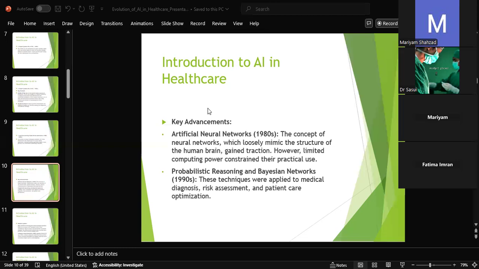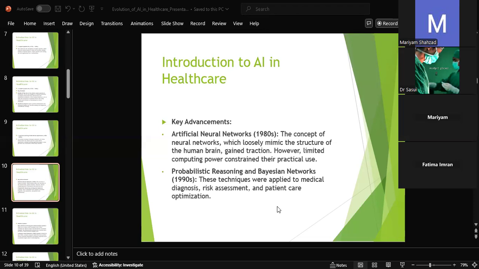So what do we use? We use the Bayesian theorem. Bayesian theorem is basically a machine learning algorithm, a machine learning technique. It's basically used for medical diagnosis in healthcare, risk assessment, and patient care optimization.